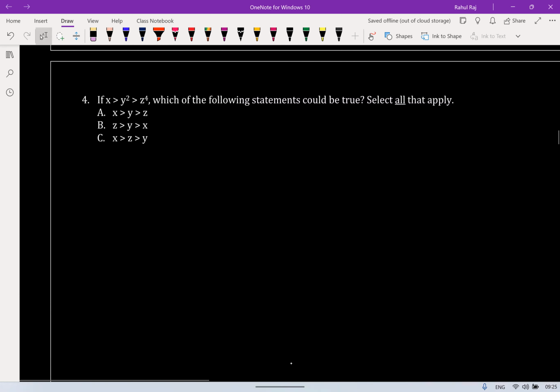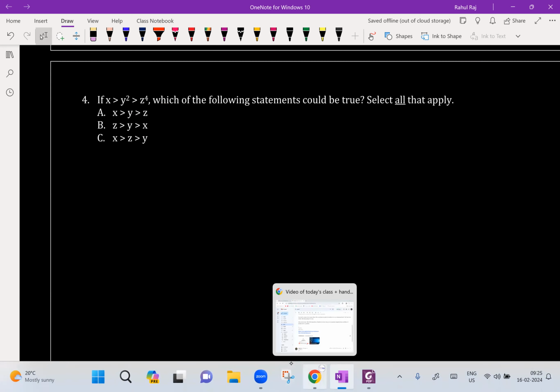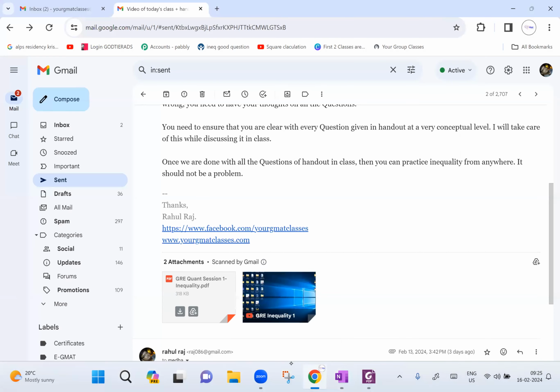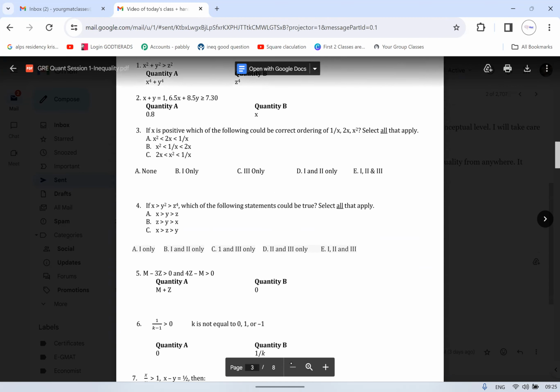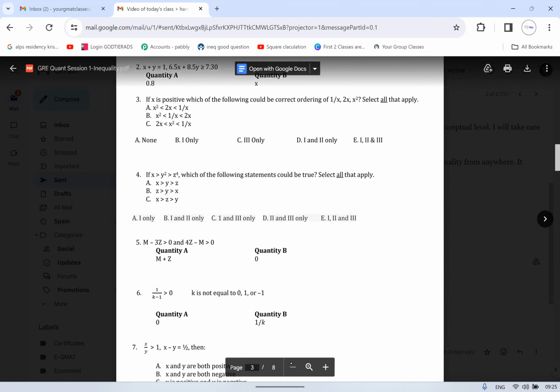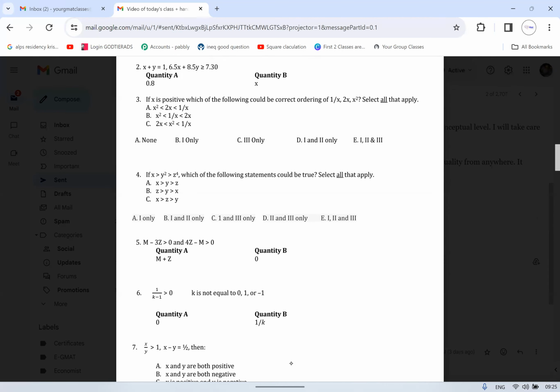Can we do question number 4? Yes. Again, it is select all here. Please try. So this one, there was no work I could do for this, so I wanted to ask you, because in your head you can just see that it's y square and z to the power of 4. Even if these numbers are negative, for example y and z, we'll still end up with a positive answer. So A is true for sure.